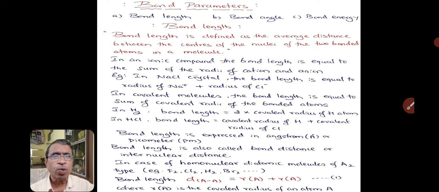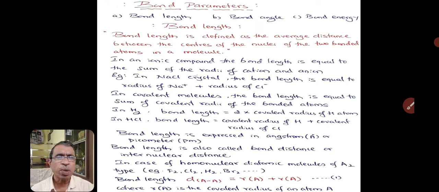In covalent molecules, the bond length is equal to the sum of covalent radii of the bonded atoms. In a hydrogen molecule, the bond length is equal to 2 times the covalent radius of the hydrogen atom. In an HCl molecule, the bond length of HCl is equal to the covalent radius of the hydrogen atom plus the covalent radius of the chlorine atom.